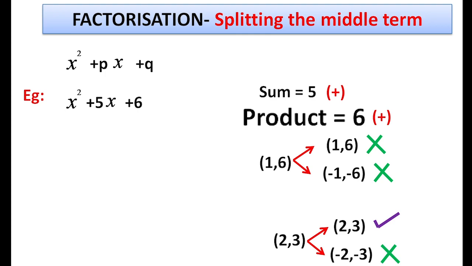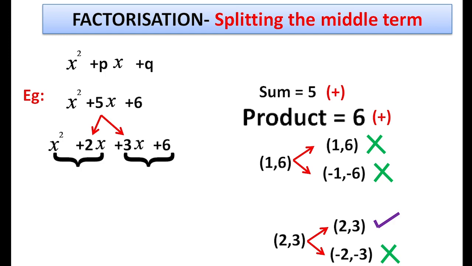Here we are going to split the middle term. Middle term is 5x. So the first term, same x square, we have to write, and we are splitting 5x as 2x and 3x because 2 and 3 are the correct option. So x square plus, instead of 5x we can write 2x plus 3x, and the last term same 6 we have to write. And from the first two terms and the last two terms we have to group it.